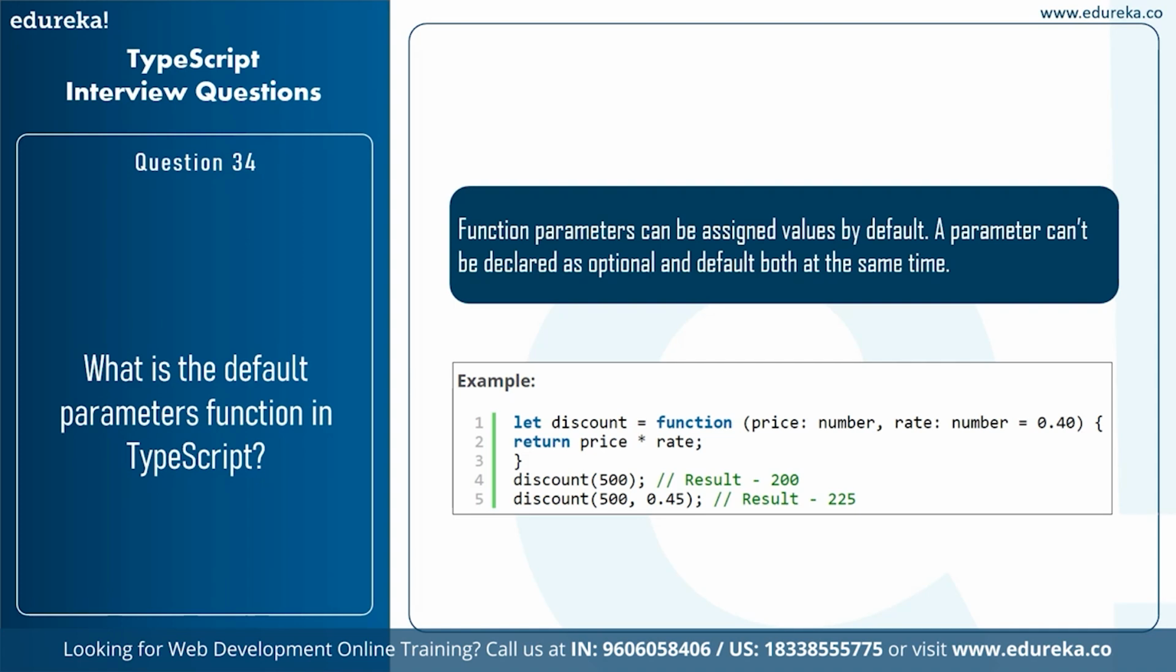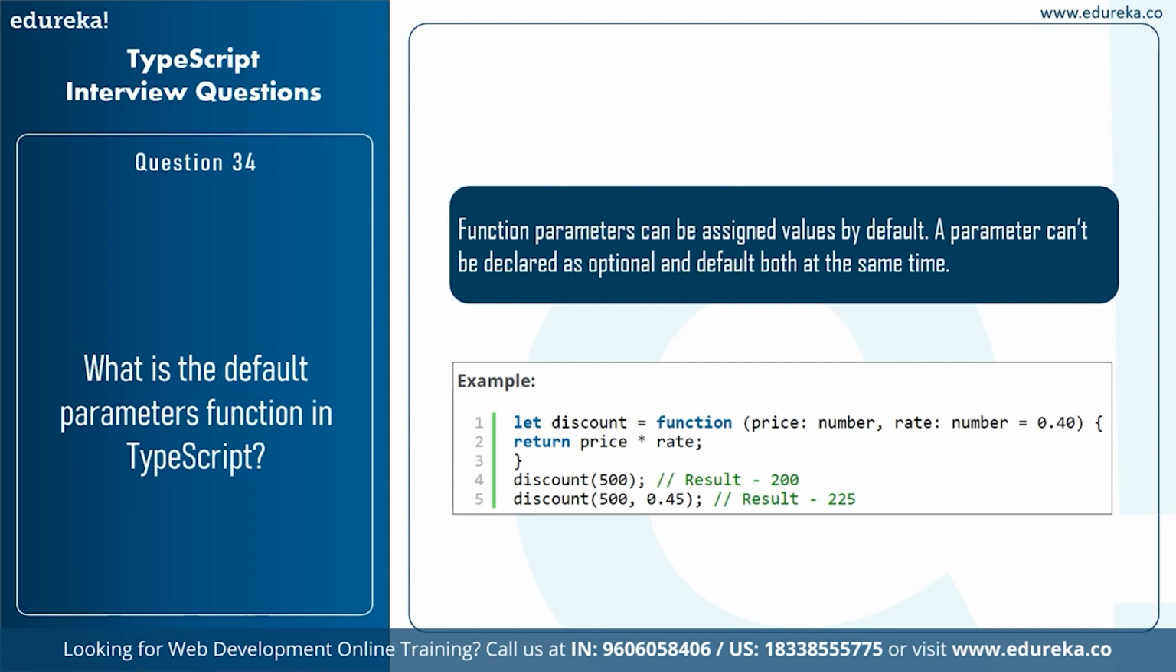So here in the function, we have passed two parameters. The first one is a price, which is of data type number. Then we have the rate, which is also number. And we have also specified the value as 0.40. So now here we are returning the value to be price into rate.